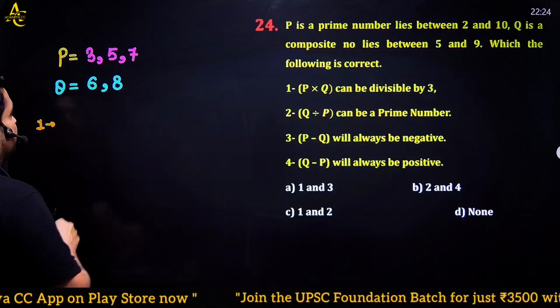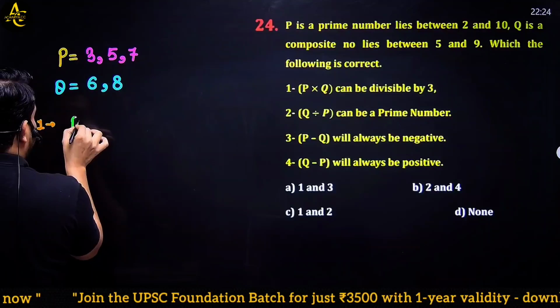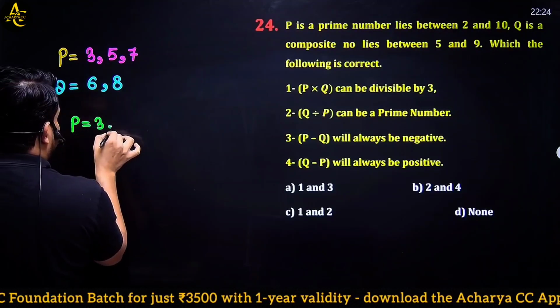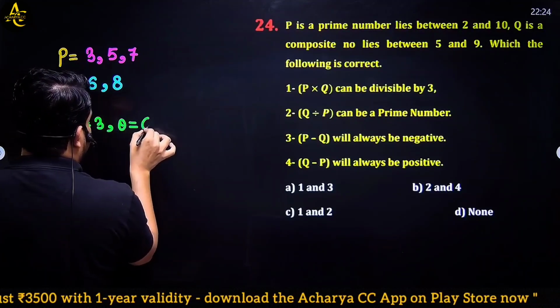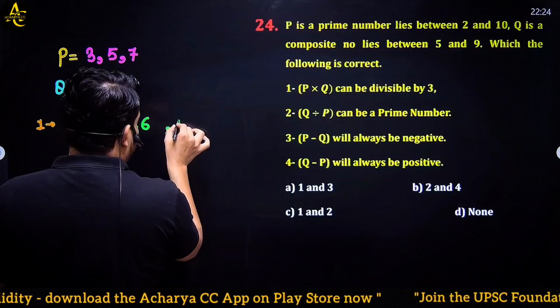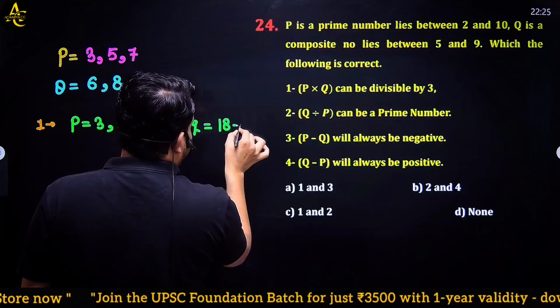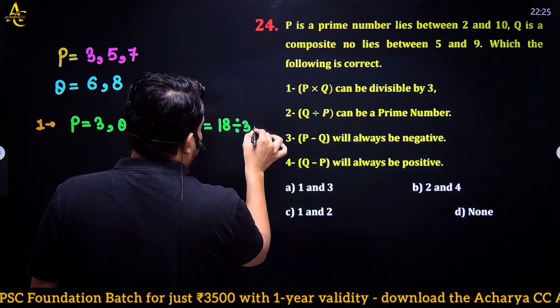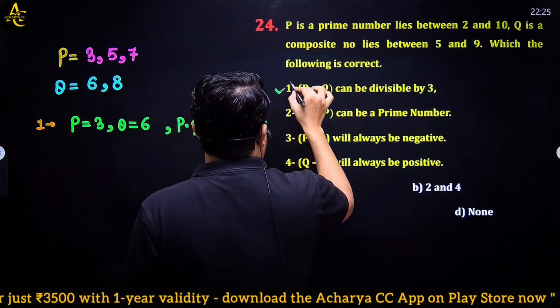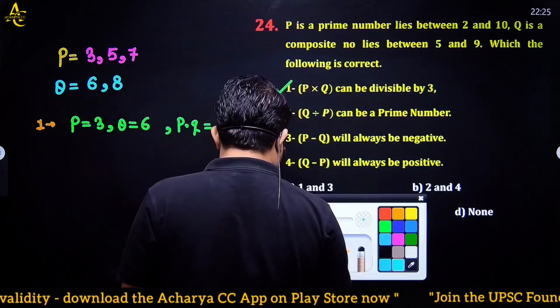It is very simple. If I take p equal to 3 and q equal to 6, so here pq will be 18, and you know that 18 is divisible by 3. Your first statement is correct. Move to the second statement.